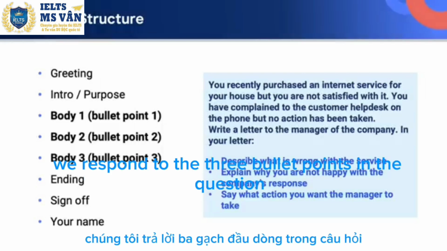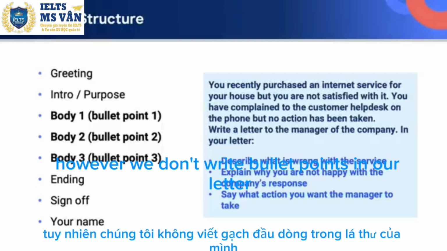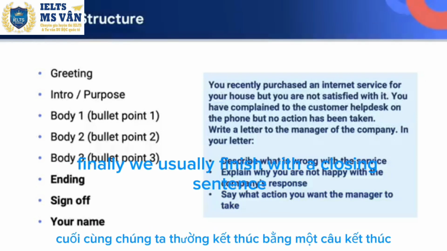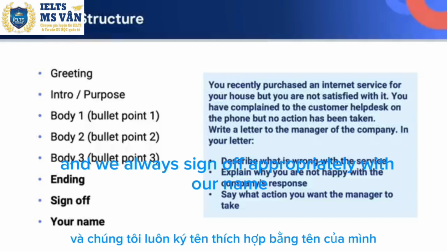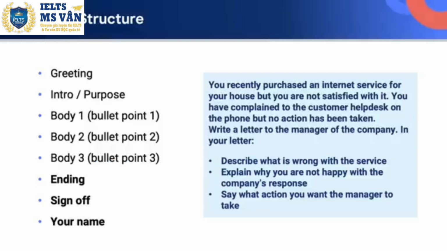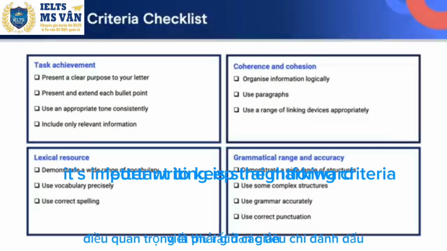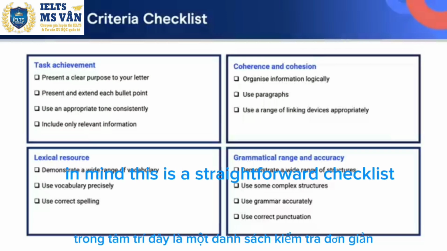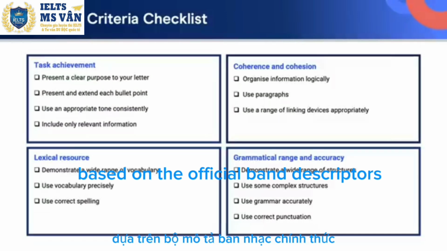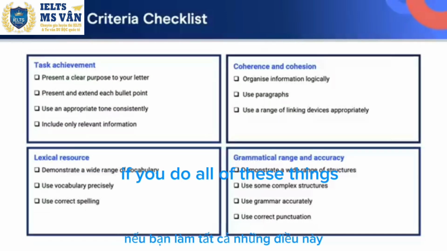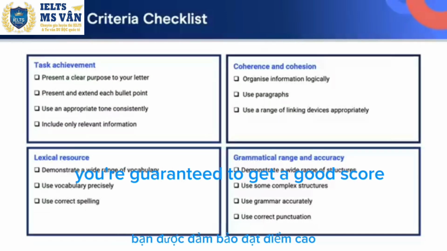We respond to the 3 bullet points in the question. However, we don't write bullet points in our letter. Finally, we usually finish with a closing sentence, and we always sign off appropriately with our name. When you're writing, it's important to keep the marking criteria in mind. This is a straightforward checklist based on the official band descriptors. If you do all of these things, you're guaranteed to get a good score.